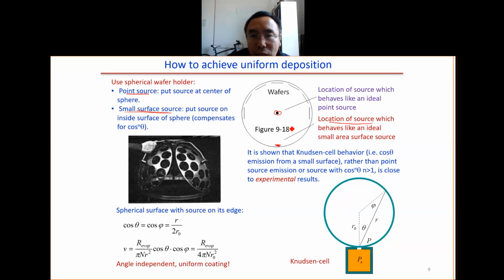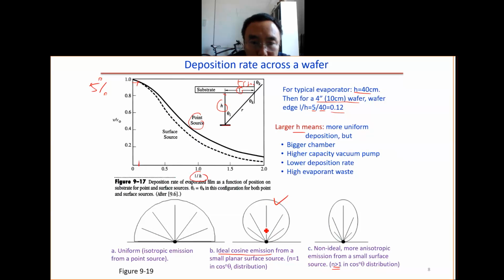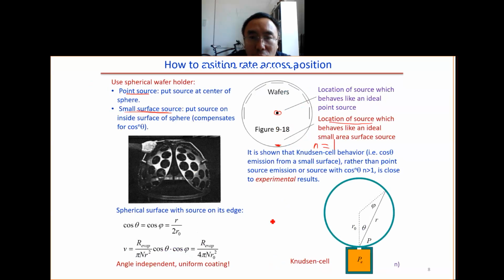So this is the situation for n. This is the ideal case with n equal to 1. For this situation, you put your source here, and you put your wafer here. It is shown that this Knudsen cell behavior is the closest to the experimental result. The Knudsen cell behavior means n equals 1. This is close to the experimental result. But this is another cell.